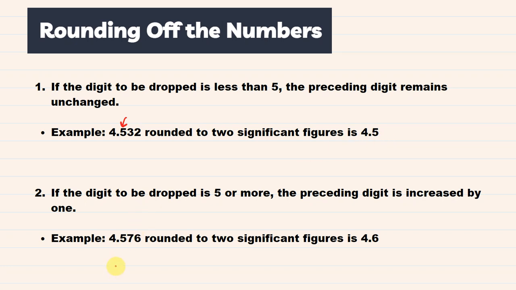Now coming to rule number 2, we have the number 4.576. We are asked to round it off to two significant figures and the answer given here is 4.6. How did this happen? Because rule number 2 says if the digit to be dropped is 5 or more, the preceding digit is increased by 1. Since we need to drop 7 and 6 here, and 7 is greater than 5, we need to add 1 to the preceding digit, that is 5 here. Hence, the answer will be 4.6.